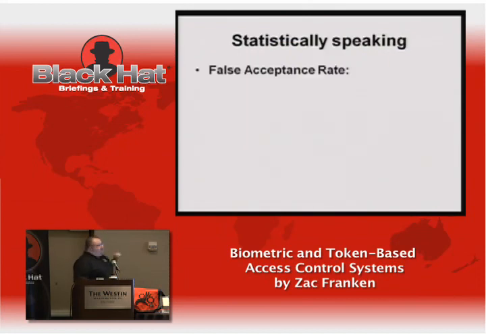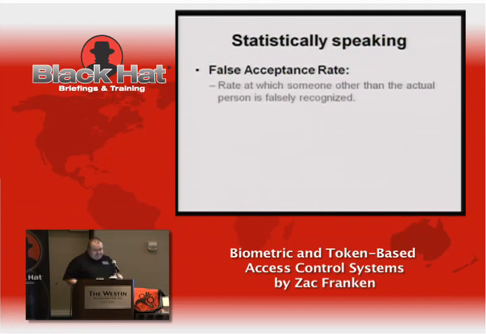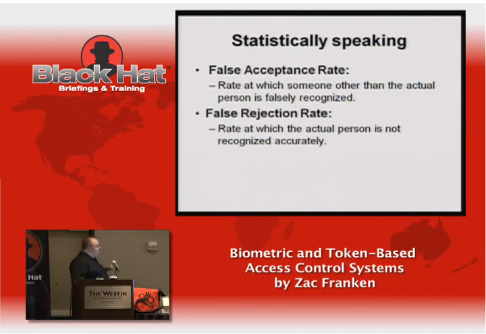So we've got false acceptance rate, which is the rate at which the bad guys get in because they're thought to be a good guy. And then you've got the false rejection rate, which is how many good guys are actually bounced because the system doesn't recognize them. And this is a real balancing act, and it's a big issue with biometrics.